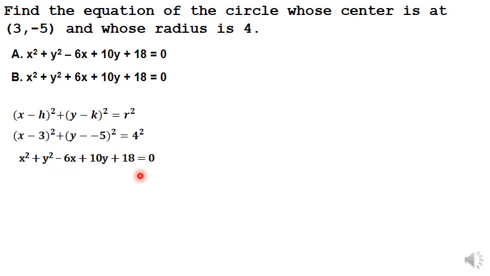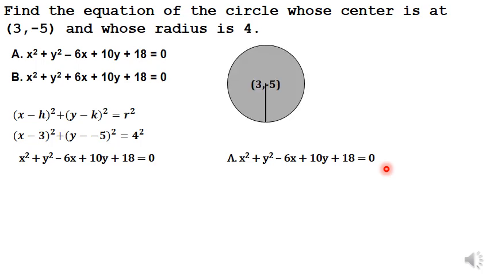Okay, just in case you are too lazy to compute the expansion of this expression, we can always determine the answer because we have the equations here. If we have an equation and we have points, then we can use that point as the test value for the equation. Let us test whether A is the correct answer, meaning whether A is that circle. According to the statement, it has a center at (3, -5) and a radius of 4.